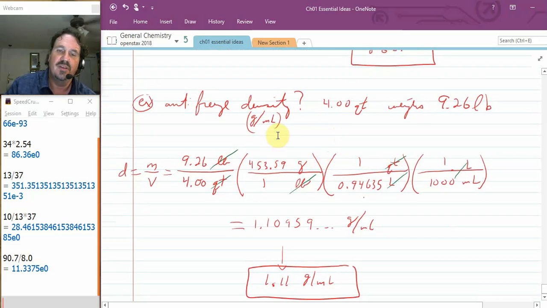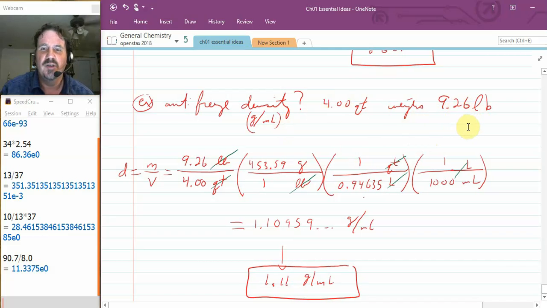Antifreeze. You put it in your car, keeps your car cool, the radiator. What's the density they're asking here in terms of grams per milliliter? They say, hey, you can buy a 4-quart bottle of this stuff and it weighs 9.26 pounds. They want me to figure out the density in grams per milliliter, and this is what they give me?